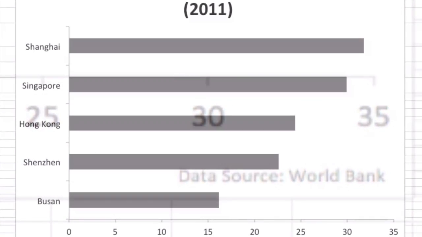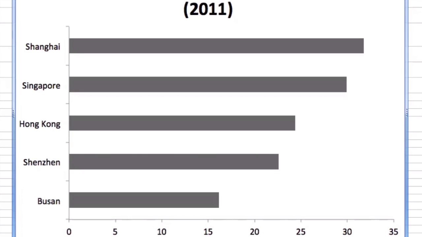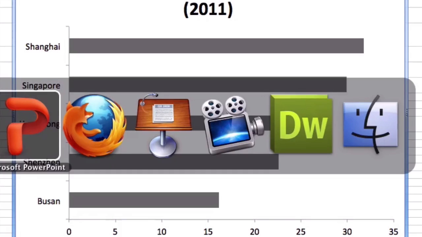So once you've created your final chart, you can easily port it to PowerPoint. Simply highlight the chart, copy it, go to PowerPoint. Let's say this is our new presentation, and just paste it in.